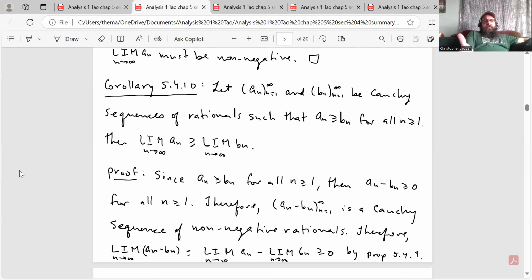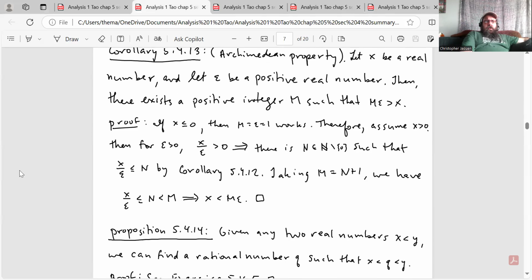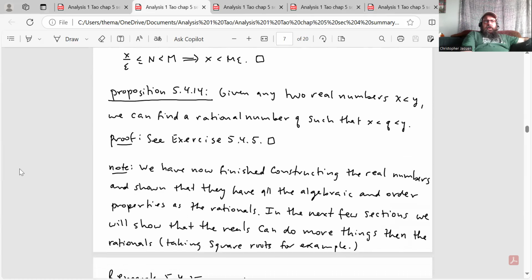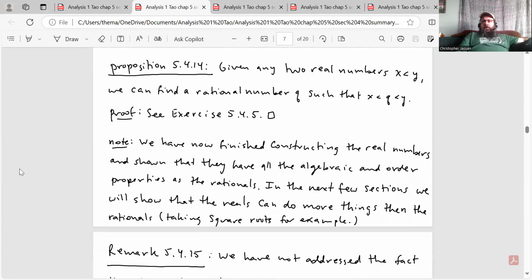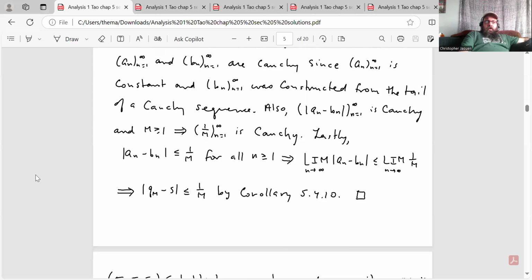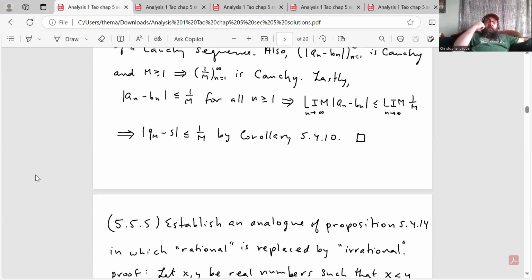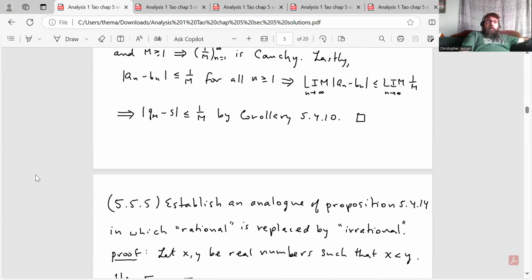He also says you could do this using this other proposition here. I didn't use it, but you might find it fun to try doing it using this instead. Proposition 5.4.14 says, given any two real numbers x less than y, we can find a rational number q such that x is less than q is less than y. But I used the corollary. And that's the last of the lemmas that we'll need for the proof of theorem 5.5.9.